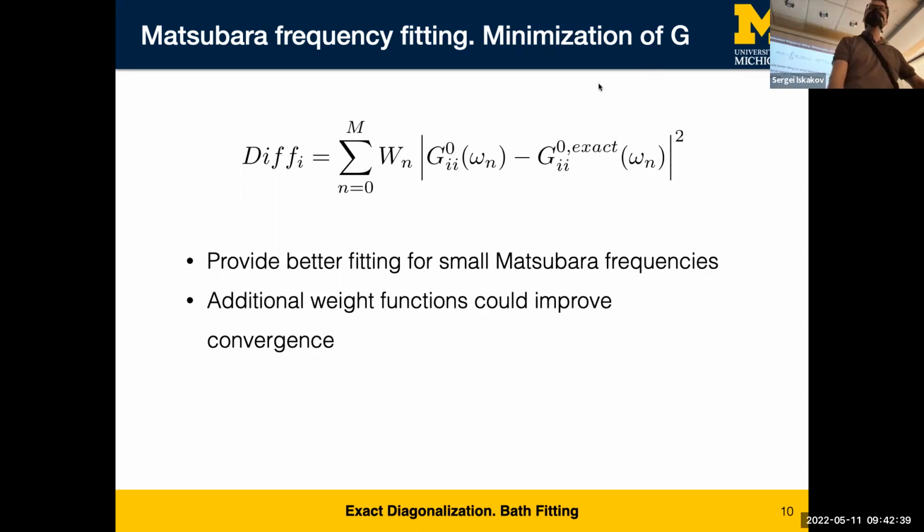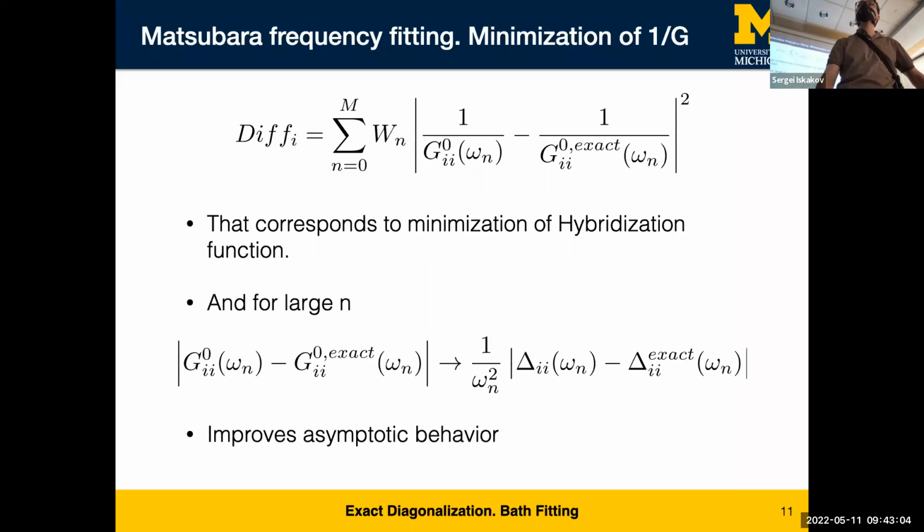But if you do the fitting of the G, you don't need to care about the asymptotic behavior of the G, because the asymptotic behavior of G is 1 over omega. So it's an exact known value of this problem. It would only be the 1 over omega cubed that gets to know about the hybridization. Yes. And basically, if you do the inverse G fitting, you have this 1 over G minus 1 over G exact.